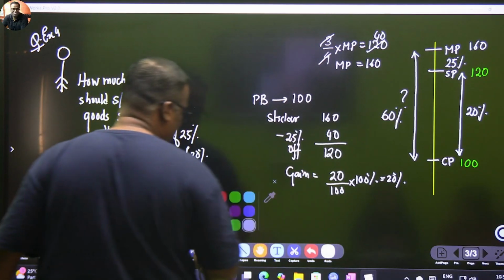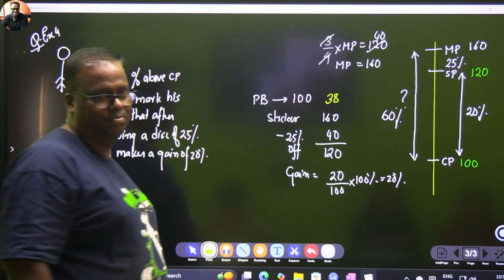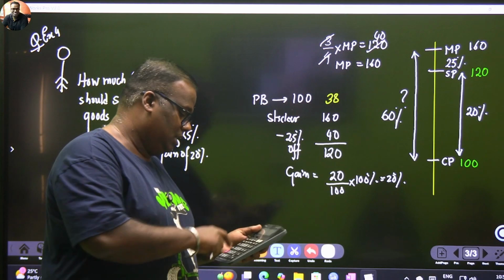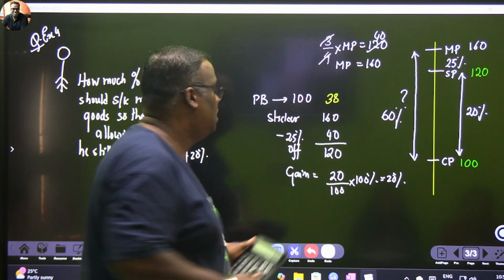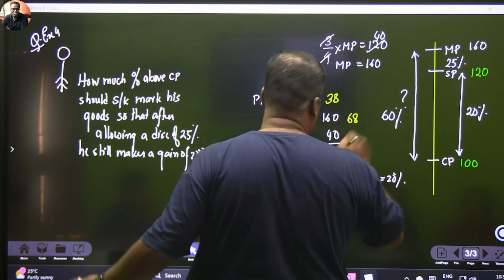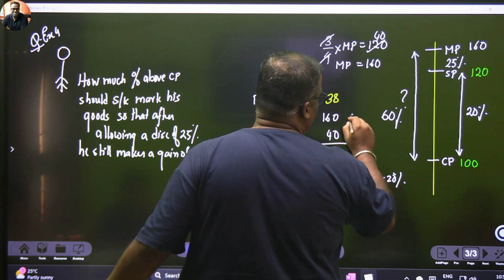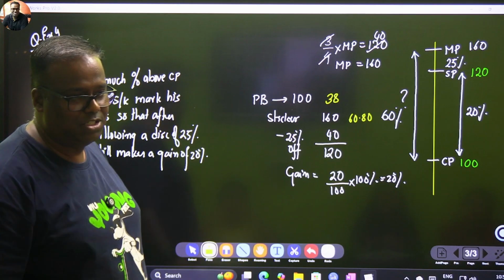We bought the pencil box for how much? 38 rupees is my costing. I should mark it how much? 60% above. So 38 into 1.6. I should mark the pencil box at 60 rupees 80 paisa. This is the sticker on the pencil box.